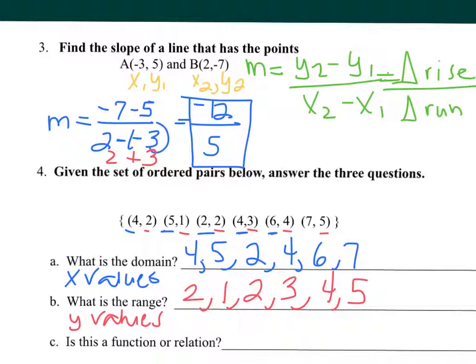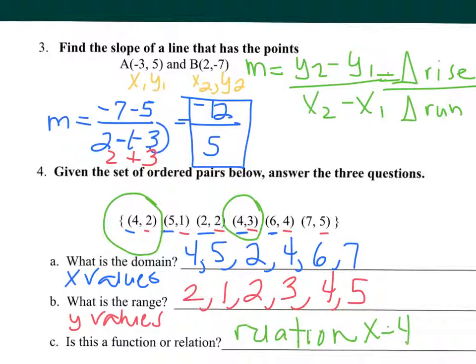Is this a function or a relation? Well, let's look at this. In this example with these ordered pairs, we have 2 values of x. We have 4 with a y value of 2, and we have 4 with a y value of 3. So this cannot be a function. It has to be a relation, because when x equals 4, it has 2 different outputs in the range, 2 and 3. So it cannot be a function.